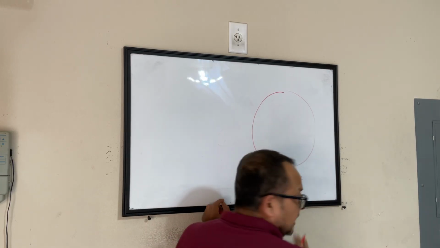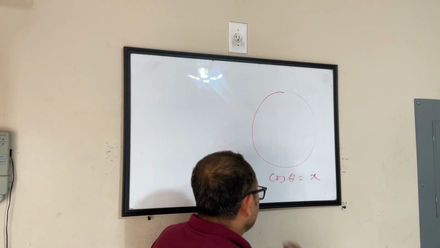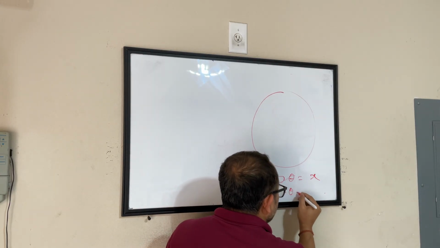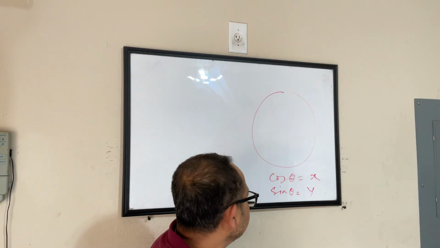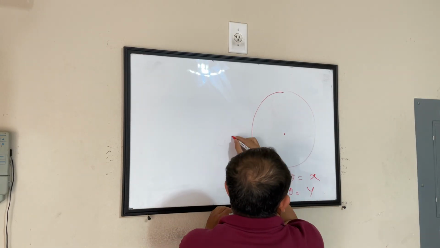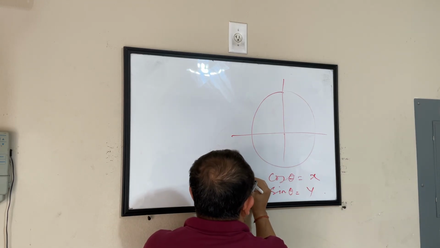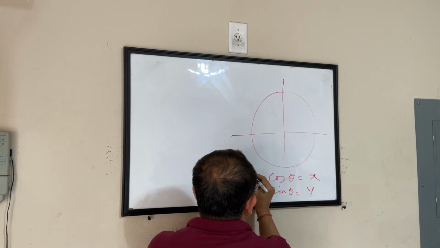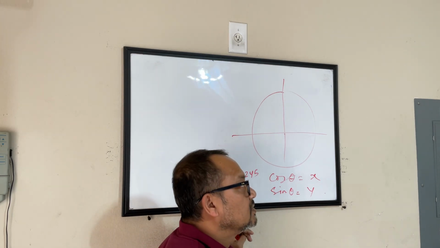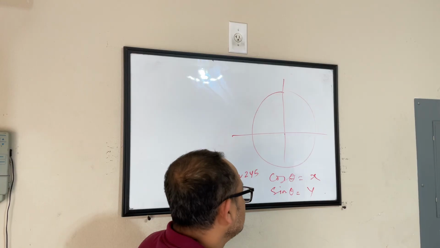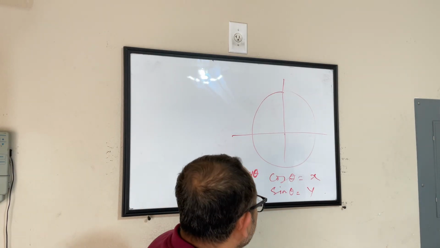Two thumb rules that you have to always rely on. Cos theta is the x part of it. Sin theta is the value along the y-axis, regardless of what angle you are dealing with. If I say find out sine of, let's say, 45 degree, or 240, let's say. Sine of 240.